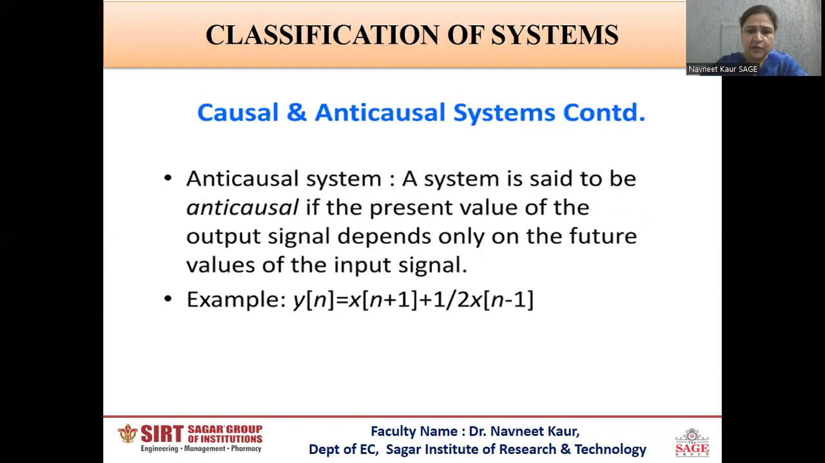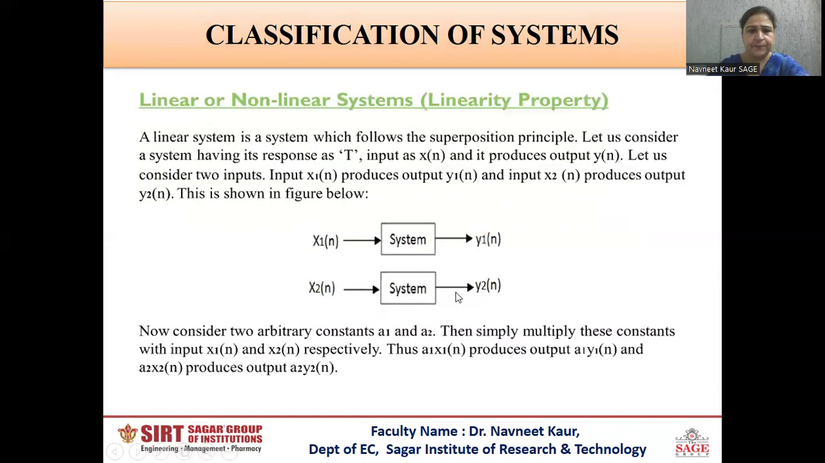An anti-causal system is a system in which the present value of the output signal depends only on the future value of the input signal. It may also depend on the present or past values, but it necessarily depends on a future value of the input signal. Here, the future value of the input signal is represented as x[n+1]. So this is the system equation of an anti-causal system.